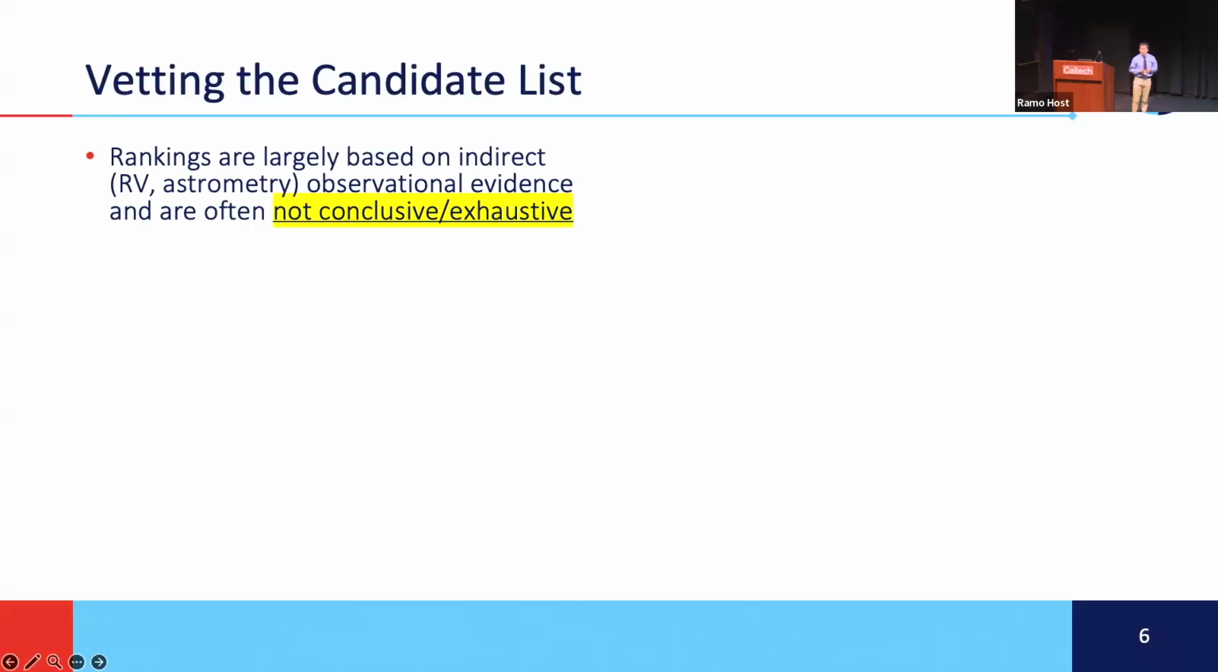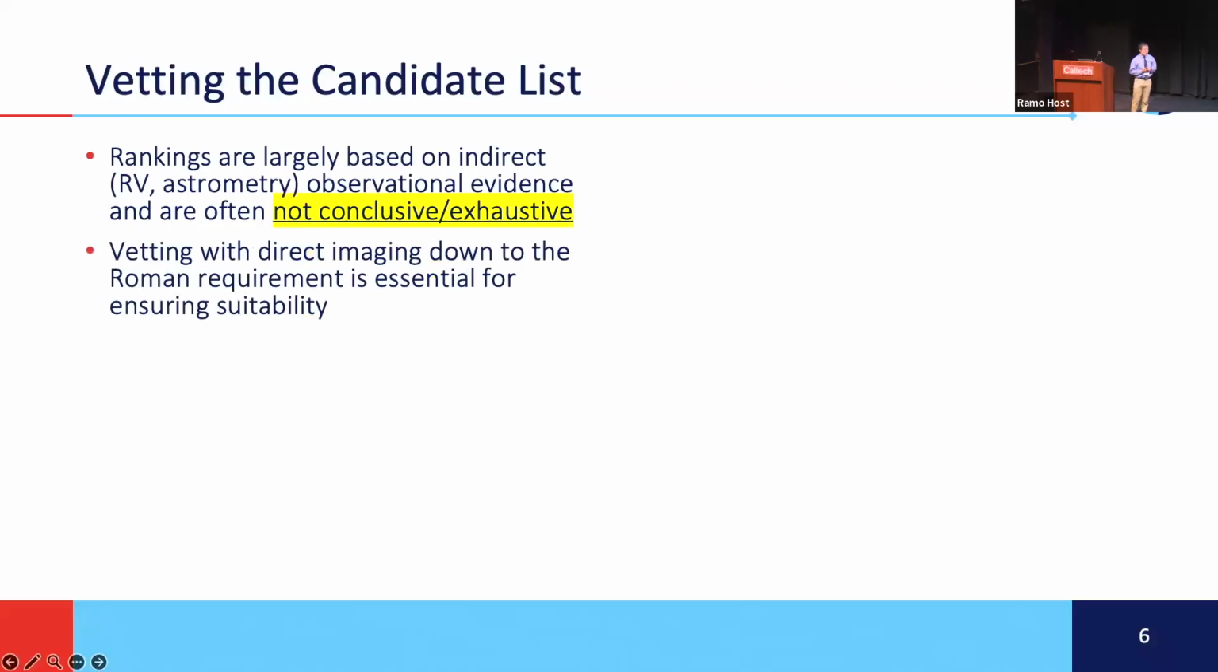Now, these rankings were mostly based off of archival indirect surveys, so like RV or astrometry. But the problem for these specific targets is that a lot of these measurements are not very reliable. And so what we really need to do is direct imaging to assess whether or not these reference stars are actually suitable for our observations. And really, we need direct imaging down to the Roman requirement.